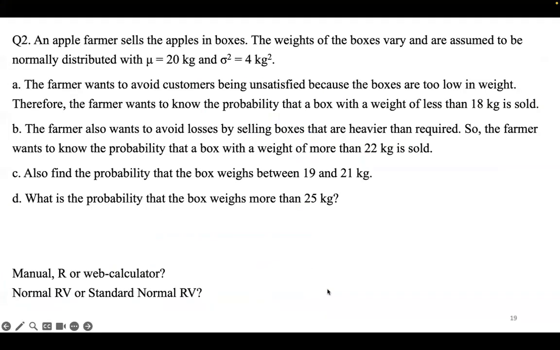All right, cool. Then the next question is that an apple farmer sells apples in boxes. The weights of these boxes vary and are assumed to be normally distributed with mu as 20 kgs and sigma square as 4 kgs. A very good practice here is to calculate sigma, because a lot of places are not going to use sigma square, you will use sigma. Look what I've written.